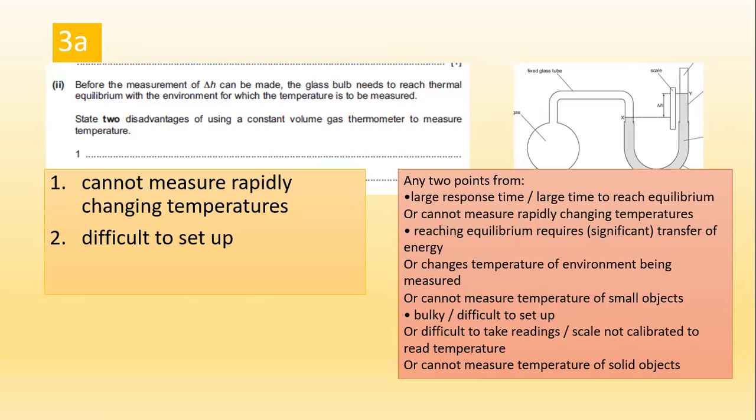Bulky, difficult to set up, or difficult to take reading. Scale not calibrated to read temperature. Right? You have to read the scale, and you have to calculate the temperature. That's why it means difficult to take reading. Cannot measure temperature of solid object. You cannot, right? Because it's a poor conductor. You have to surround it with a liquid or gas.